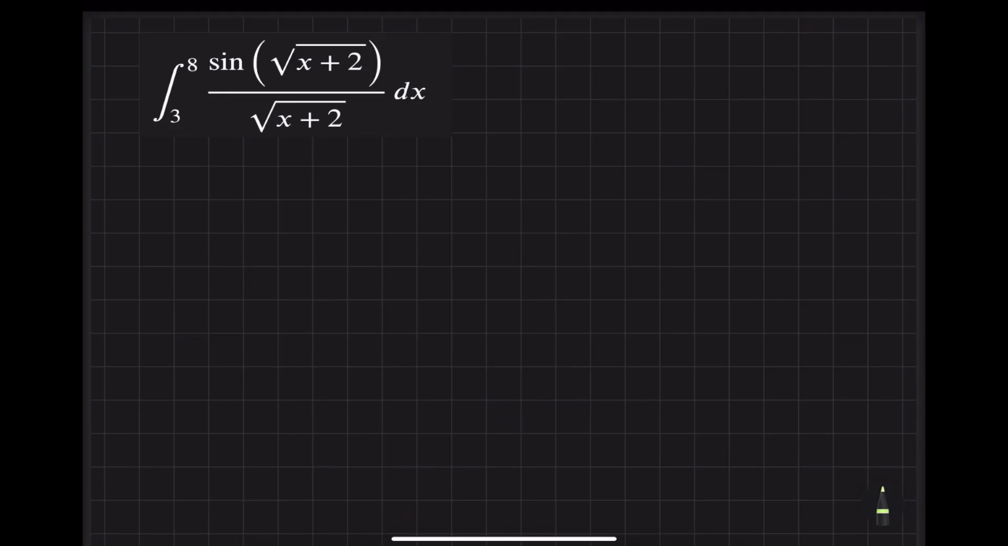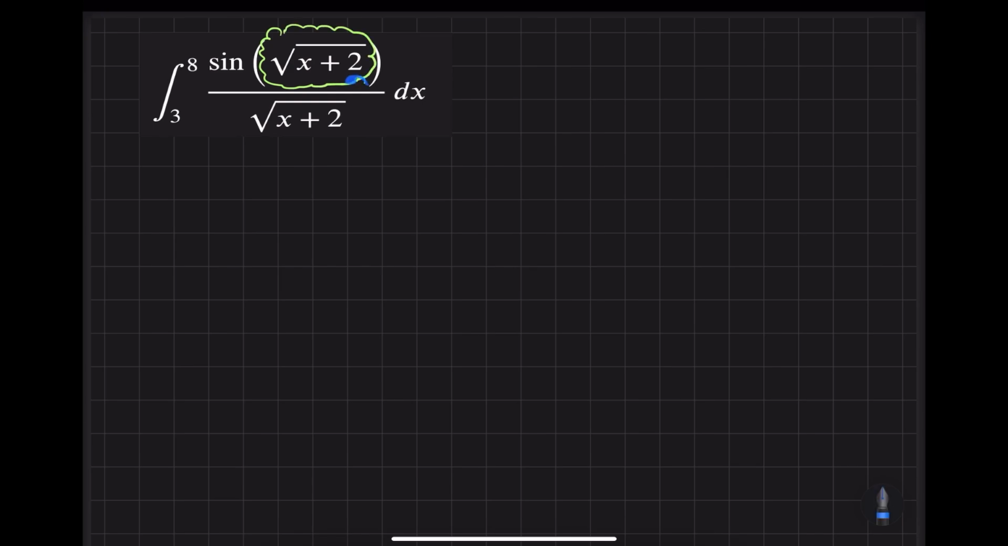So we got this question to integrate. The point is we have to integrate from 3 to 8 sine of root under x plus 2. Okay, so you know that first we have to find out the thing which is a bit annoying, and then we try to integrate. So if you observe this function, hopefully you will find this function to be annoying.